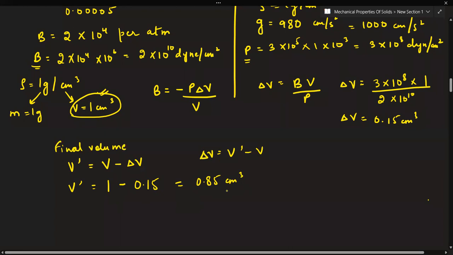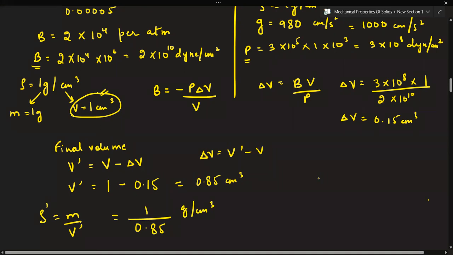Now this is the final volume. What do we want? We want the final density. So density is equal to mass by volume. Mass will remain the same. Mass is 1 gram only. So final density would be mass divided by final volume, so 1 gram divided by the final volume that we have, 0.85, giving gram per centimeter cube. This is how you will be calculating.